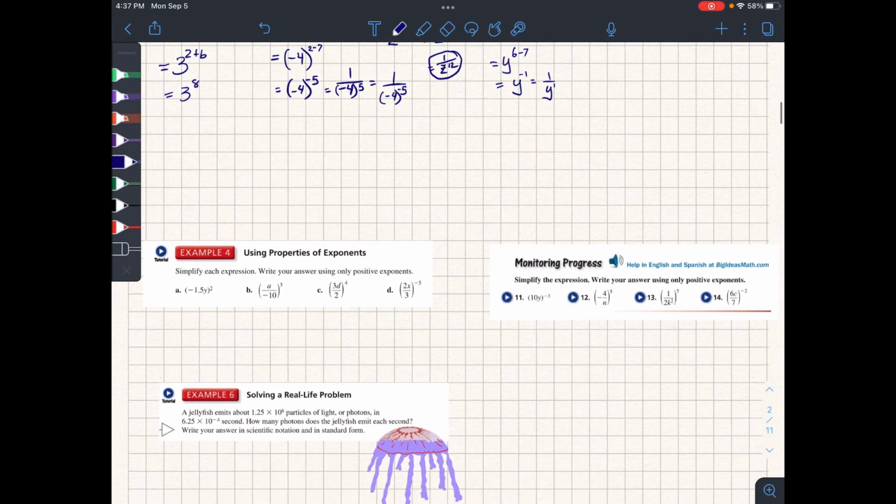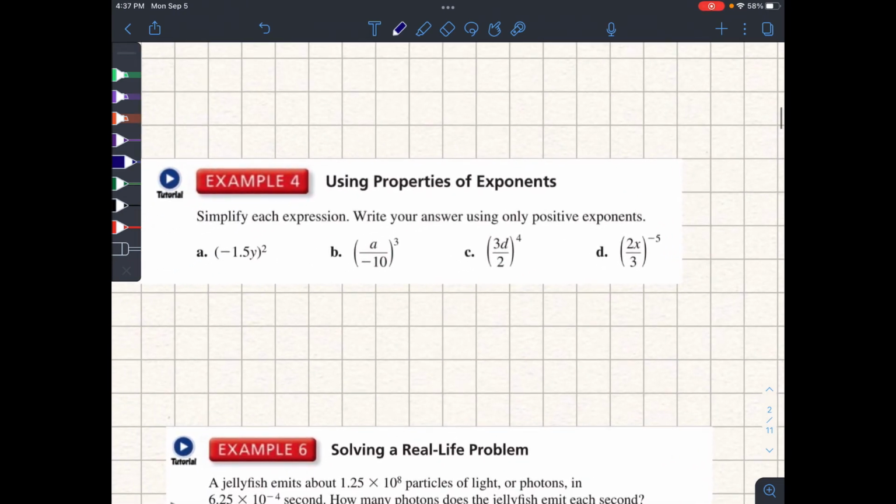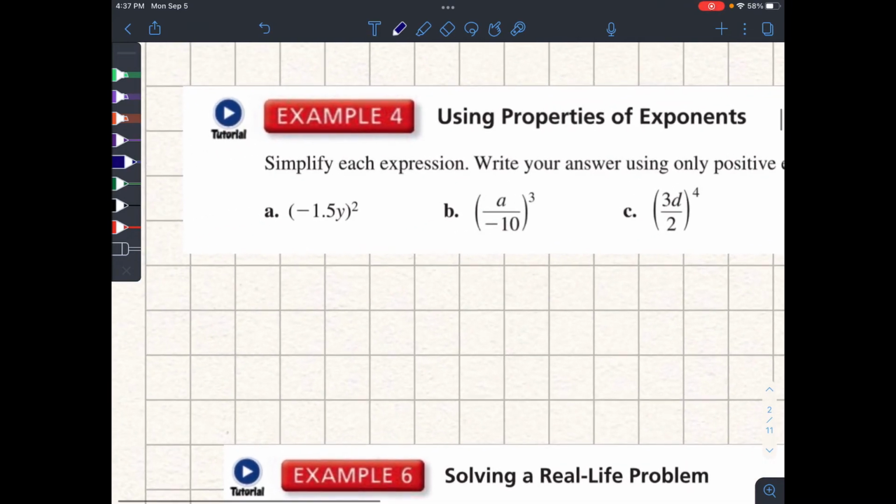Let me go to the tougher problems here where we end up with multiple pieces. Like for example, this first one, letter A, we have negative 1.5y times negative 1.5y. So you're multiplying negative 1.5 times negative 1.5, right?